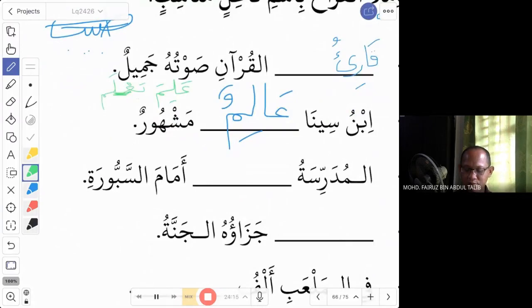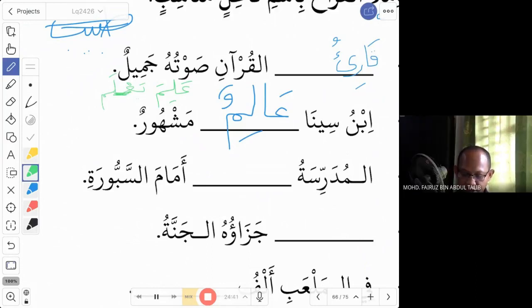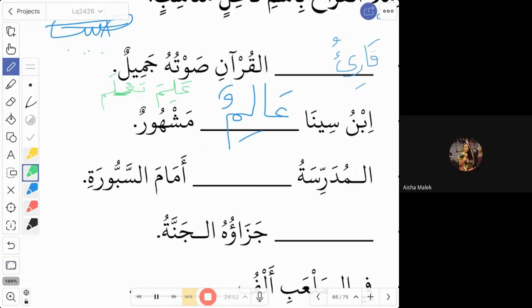Number three. Al-mudarrisatu amama sabura. So the teacher in front of the blackboard. What is she doing in front of the blackboard? You find the fi'il but change it. Don't use the fi'il. We want to use the isim fa'il, but the meaning is still similar to the meaning of the fi'il. Writing. If you want to say writing, then it is with ala on the board, not amam.